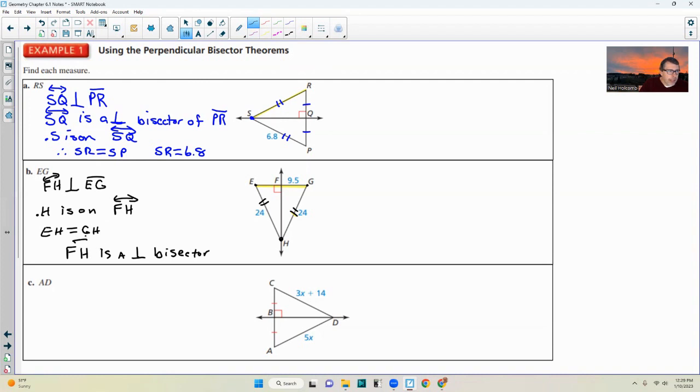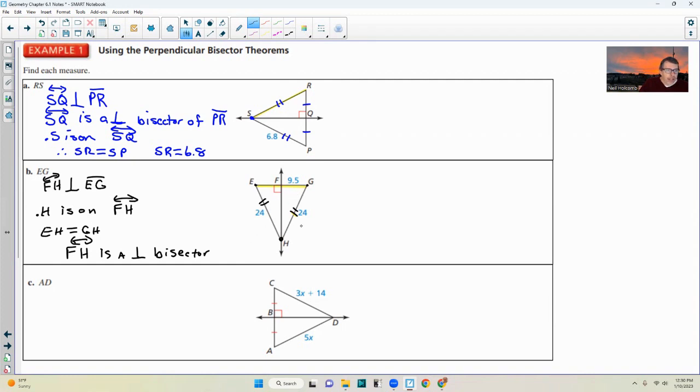Okay, so that's line FH. So let's recap. Line FH is perpendicular to EG, given by that 90-degree angle marker. Point H is on that line, and EH and GH are equal. So that means that this point is on a line that intersects a segment at a 90-degree angle, and that point on the line is the same distance from the endpoints.